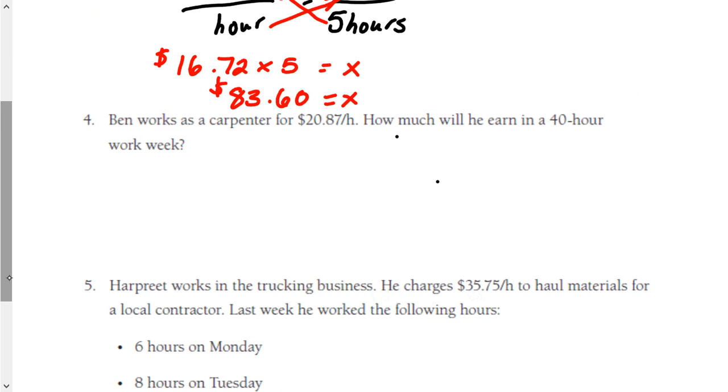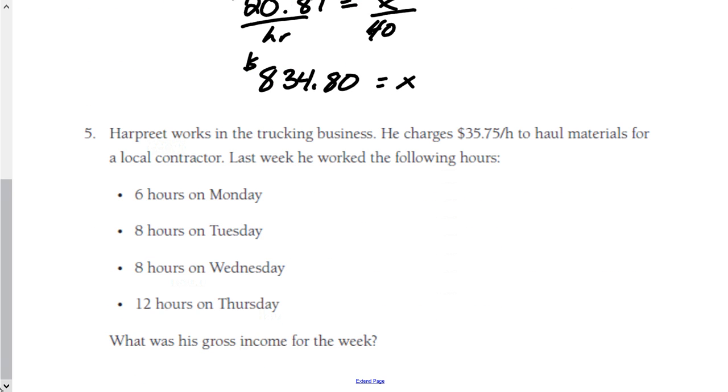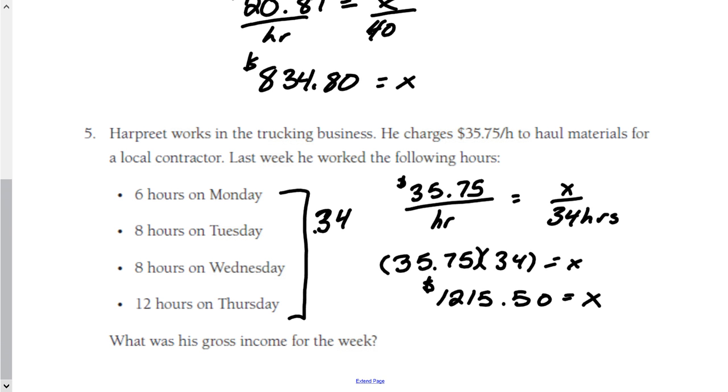Okay, next one. Ben works as a carpenter for $20.87 per hour. How much will he earn in a 40-hour work week? That's the second example done. Last one. Again, I'm going to pause and you're going to try it on your own and the answer will be there when you unpause. Okay, and that is that one done. Make sure to always include your units.